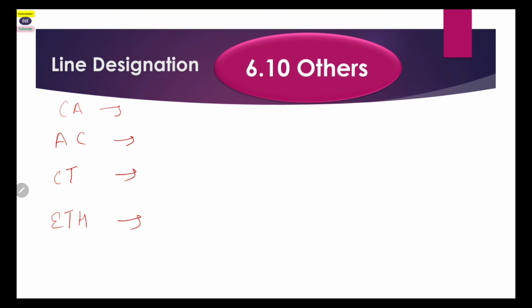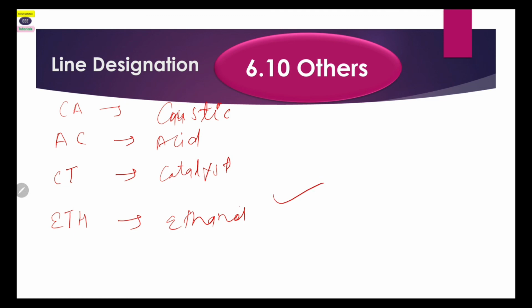Some other lines are also available. When CA is written, then this is the caustic line. The caustic line is used to maintain water quality. And AC is the acid line. And if CT is written, then this is the catalyst line. ETH is the ethanol. If you are using some other line designation, you can comment, and we will provide the meaning of that line designation. So these are the line designations.